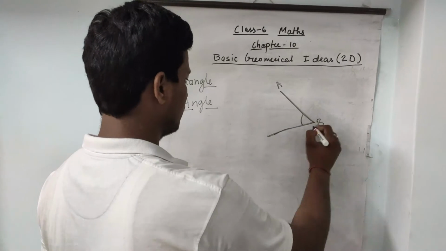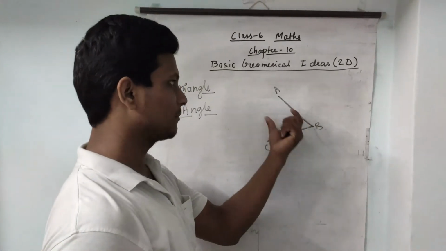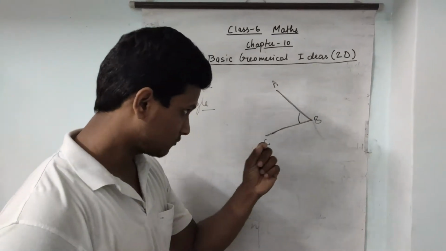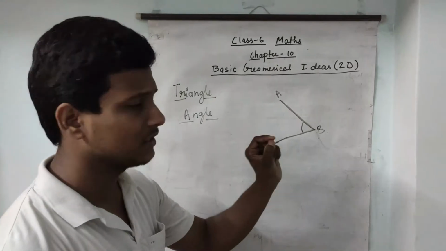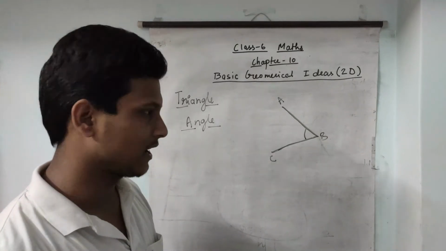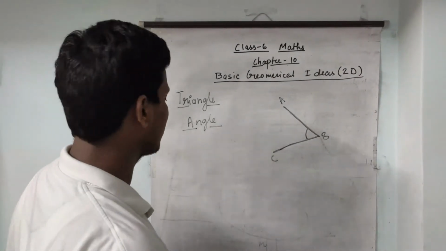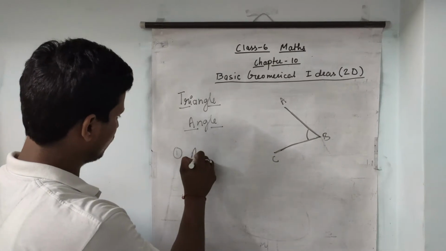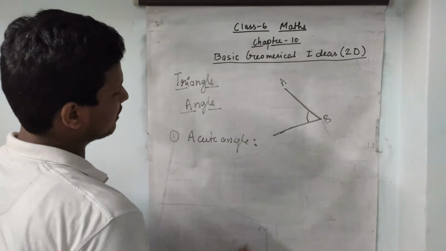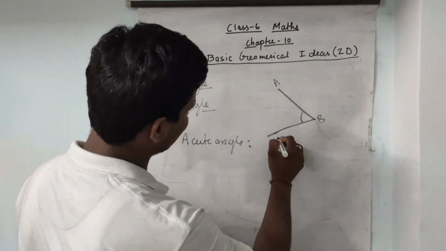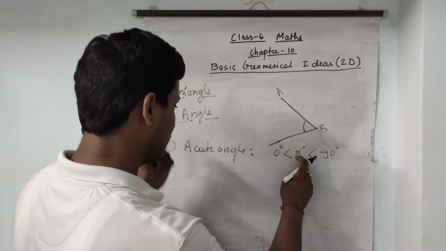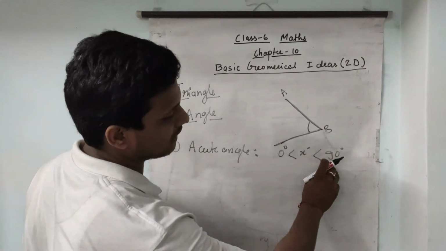Like this is AB and BC. Two line segments or rays are there, BA and BC. If they intersect or meet at one common point, then the angular distance between them is called an angle. Okay, so different types of angles are there. First is the acute angle: an angle greater than 0 degrees and less than 90 degrees.